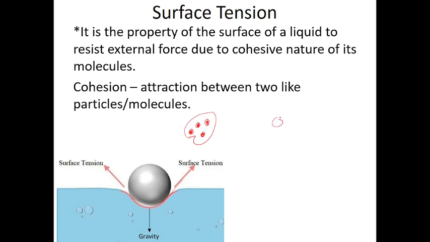Ina-attract nila yung bawat isa. Kaya namumuo sila. So dahil na-attract nila yung kada isa, nagkakaroon ngayon ng pressure sa loob. Sa loob ng namuo na yan, merong pressure. At yung pressure na yan, nagkakaroon ngayon ng surface tension sa surface ng namuong tubig na yan. Kasi may pressure sa loob.